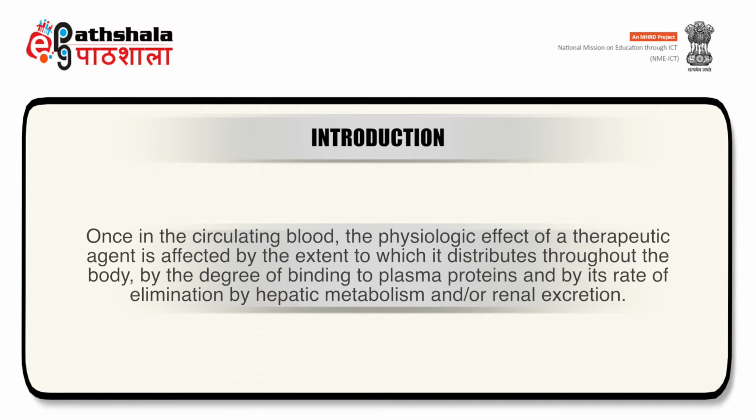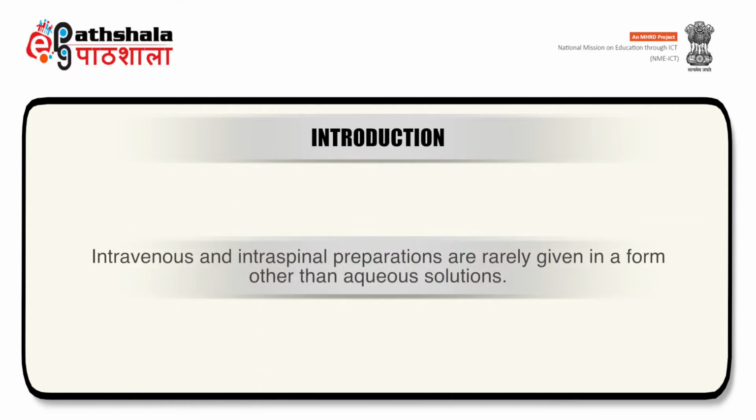Once in the circulating blood, the physiological effect of a therapeutic agent is affected by the extent to which it distributes throughout the body, by the degree of binding to plasma proteins, and by its rate of elimination by hepatic metabolism or renal excretion. Intravenous and intraspinal preparations are rarely given in a form other than aqueous solutions.